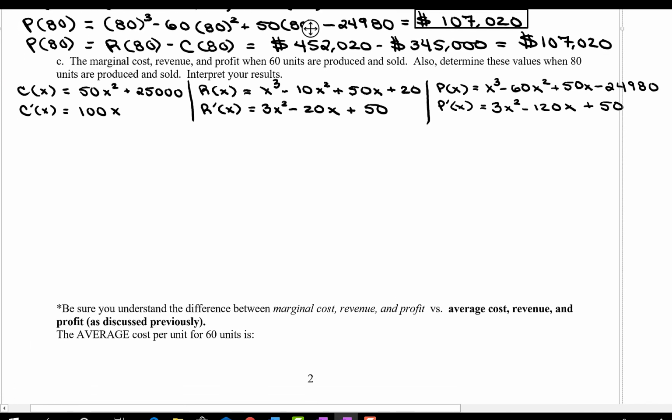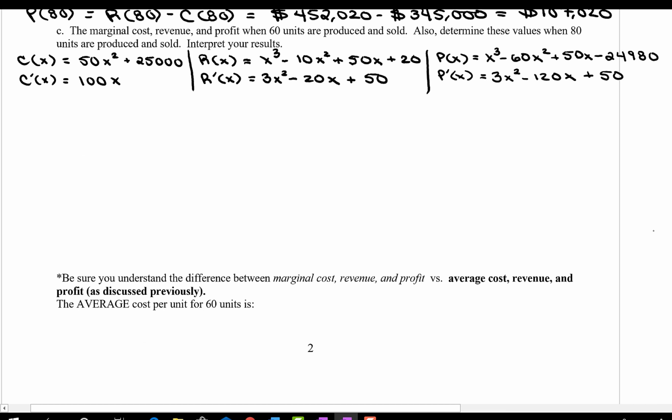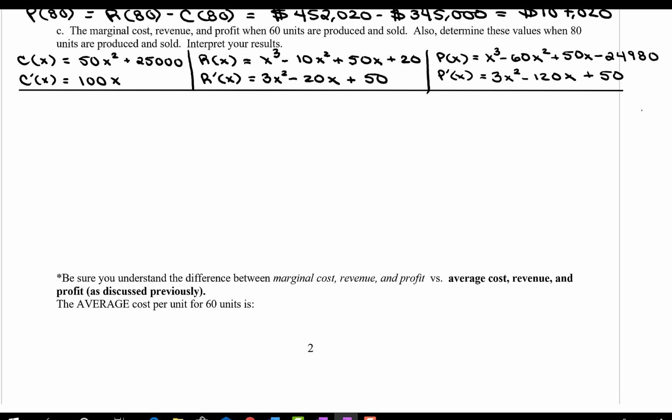Now that I've found my three functions, I'm ready to do some substituting, some evaluating of functions. I've drawn a horizontal line segment going across the screen to separate the functions that I just found from the work that I'm going to do in evaluating these functions. Let's start off by evaluating C prime of x. I'm going to write marginal cost, because that is the marginal cost function, and after the words marginal cost, I'm going to copy down C prime of x is equal to 100x.